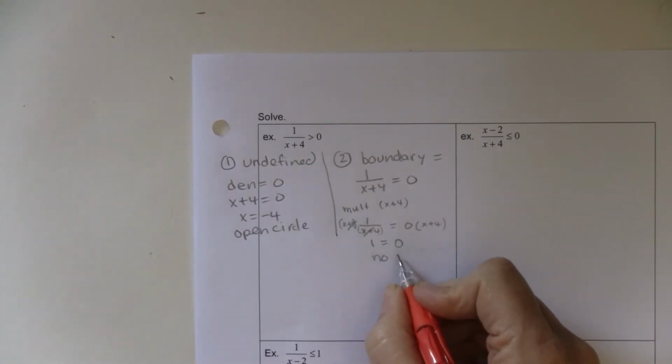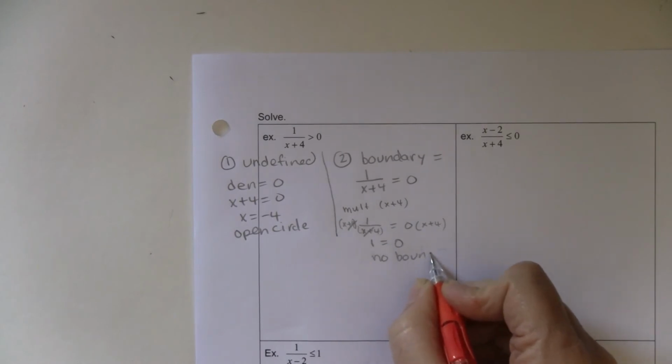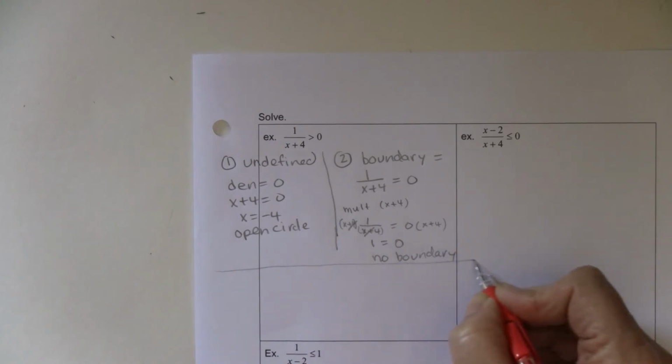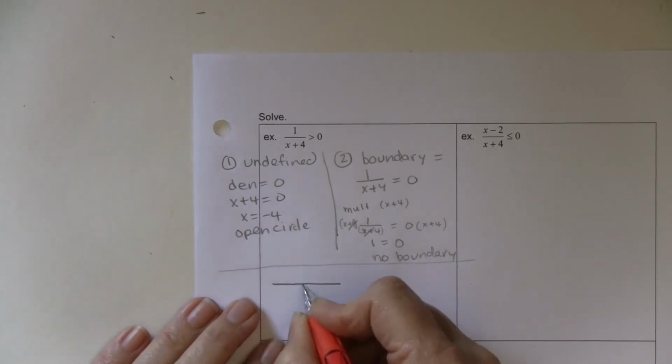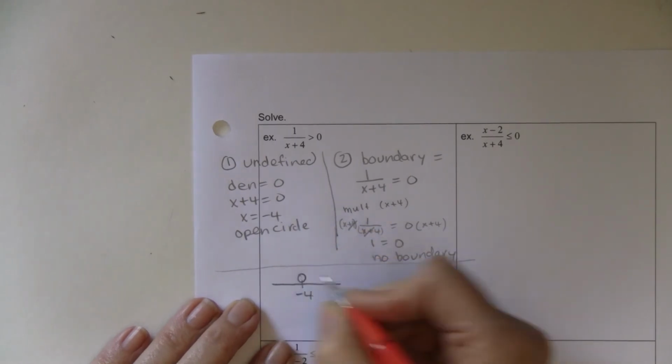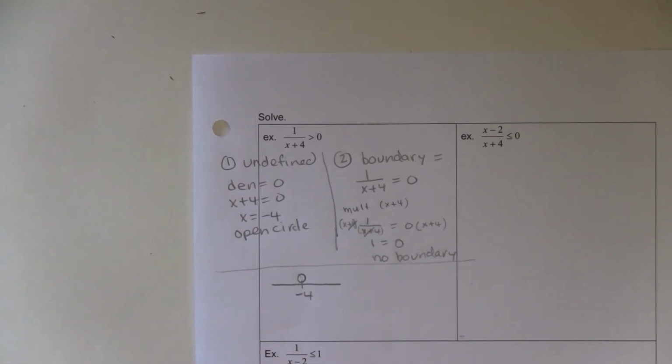Now I'm going to put no boundary point. I can't believe I thought that the work would fit here. And so now on my number line, I'm going to have just -4, and it should be an open circle. And I'm going to now test the points. So I'm going to do a little test on my paper here, to get it going.